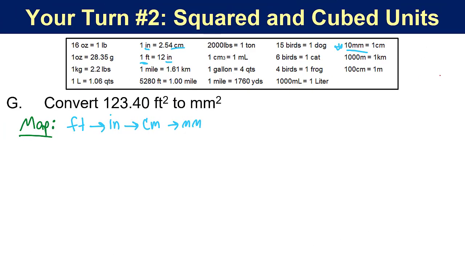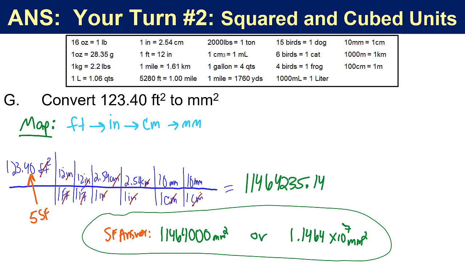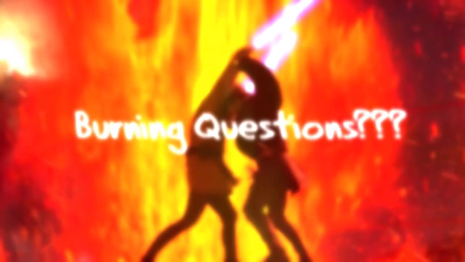So if you did this correctly, we should have a map that looks like this, going from feet to inches to centimeters to millimeters. Of course, they are squared. And when I make my t-chart, it should look like this, giving me an answer to the proper number of significant figures. We are going to need 5, and the calculator should give us 11,464,000 millimeters squared. Or if I wanted to, I can go into scientific notation with that and call it 1.1464 times 10 to the 7 millimeters squared, giving me the same number of significant figures. So that is squared and cubed units.